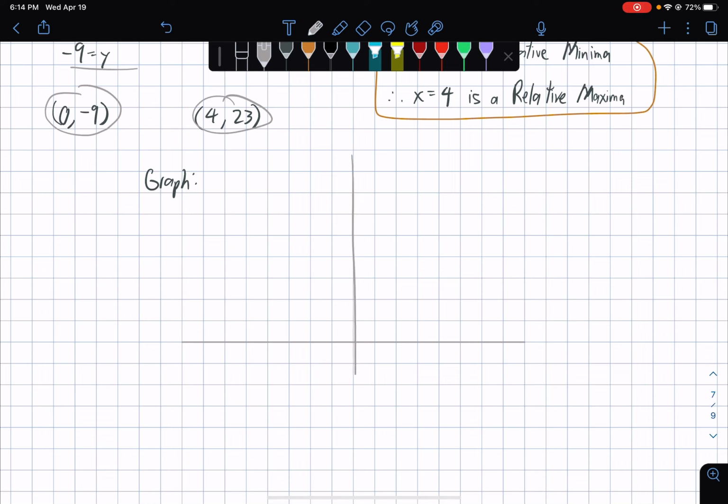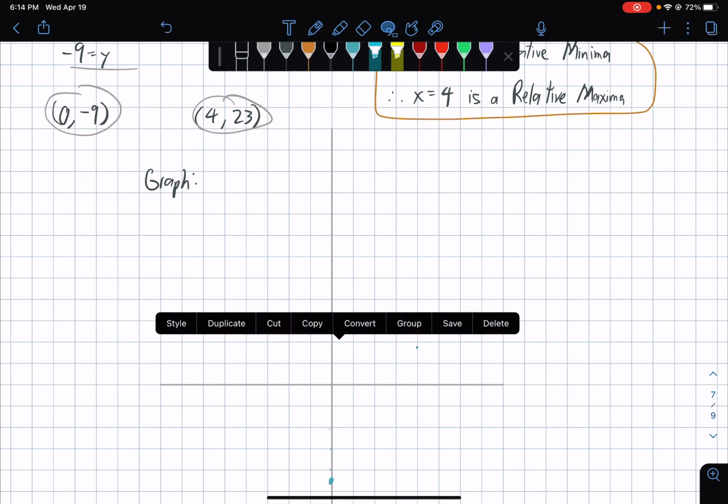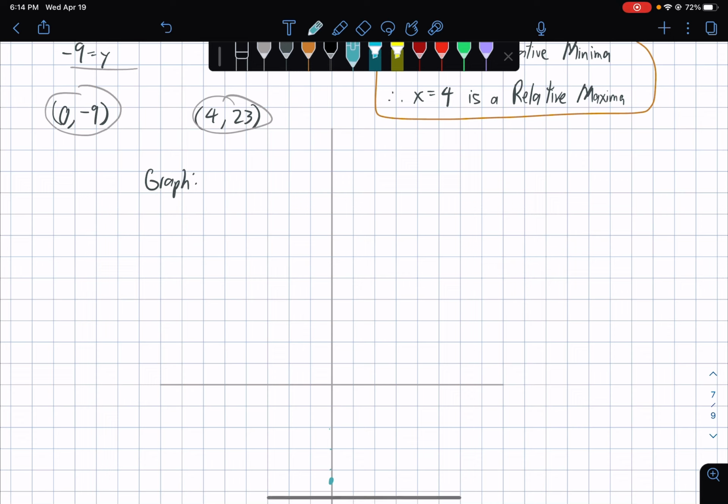We should assume that every box in this paper is equivalent to 2. So 0, negative 9, 2, 4, 6, 8, negative 9. For 423, this is going to be kind of long. 2, 4, 6, 8, 10, 12, 14, 16, 18, 20, 22, 23.